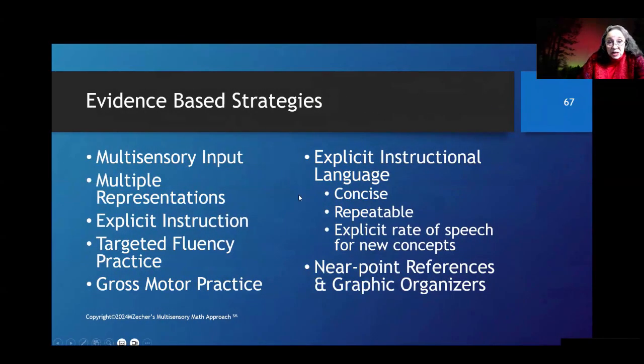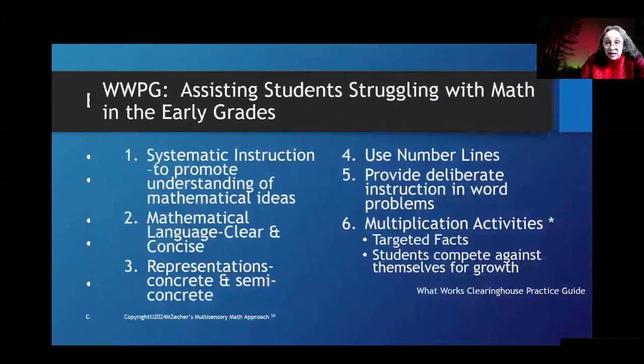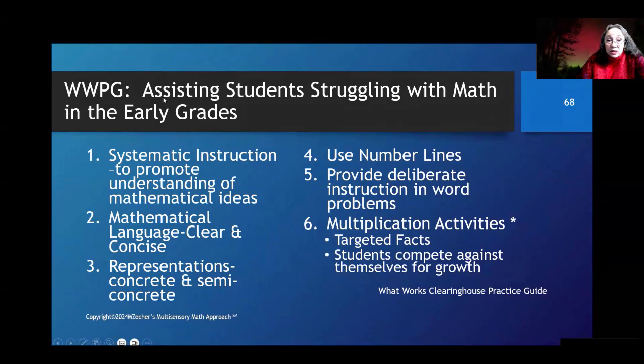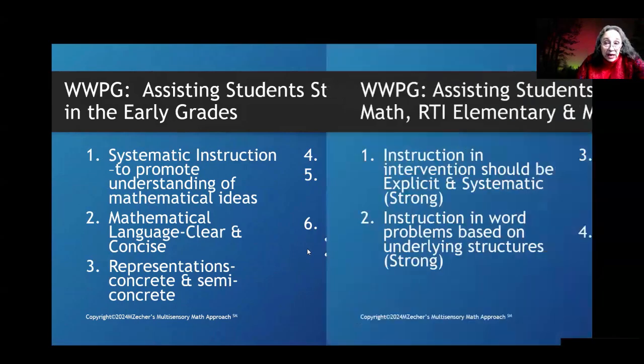So our evidence-based strategies begin here, and that's the end of my presentation. In your handout, you're going to see these listed with the practice guides and what they say about them. So things like gross motor, targeted fluency, explicit instruction in concepts, not just drilling how to do a procedure, but what does the concept mean and what does it look like? And so here are the What Works Clearinghouse practice guides. I'm going to flip through these quickly because you'll have them in your handout.